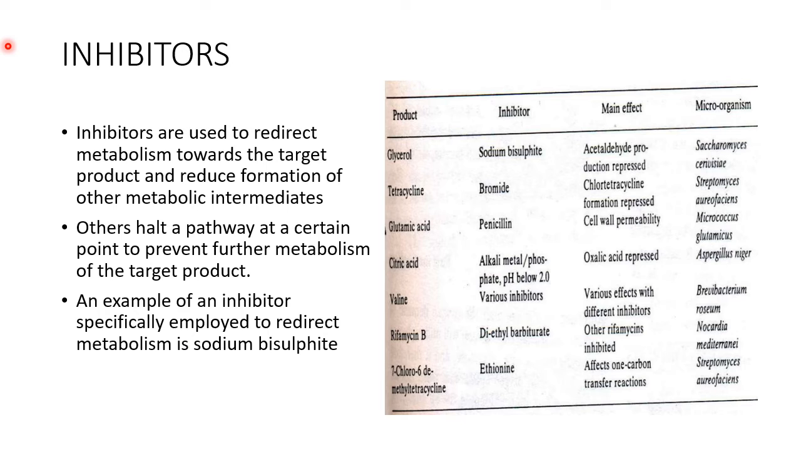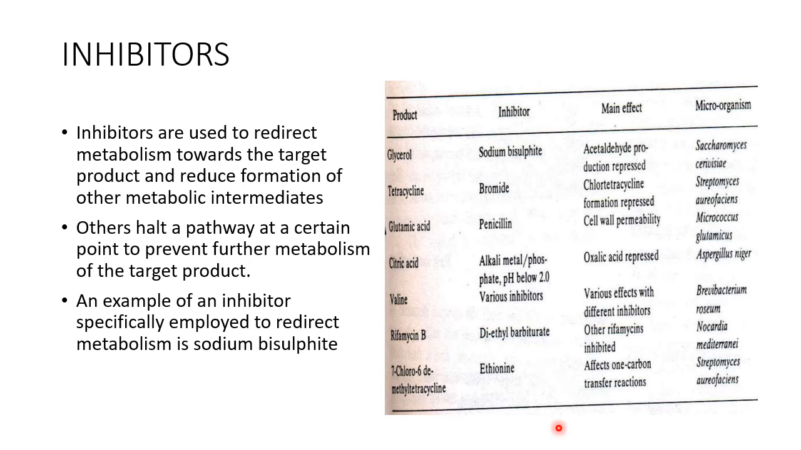Okay, so inhibitors will inhibit the process. You can see here that they halt a pathway at a certain point to prevent further metabolism. So inhibition of a process is done so that further metabolism of a target product is prevented.